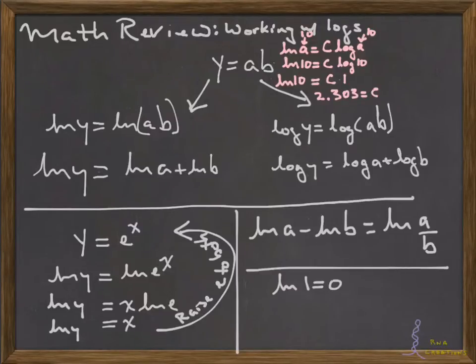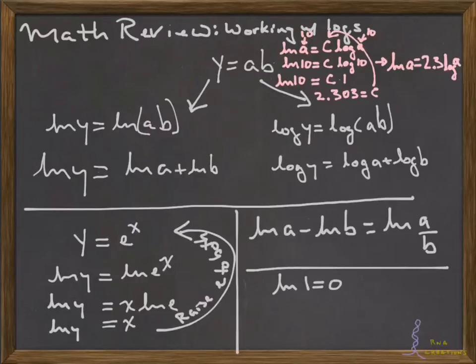2.303. And so then we can go ahead and substitute that back up into there to lead to the very familiar relationship that the natural log of some variable a is equal to 2.303. I'll just write it here as 2.3 times the log of a.